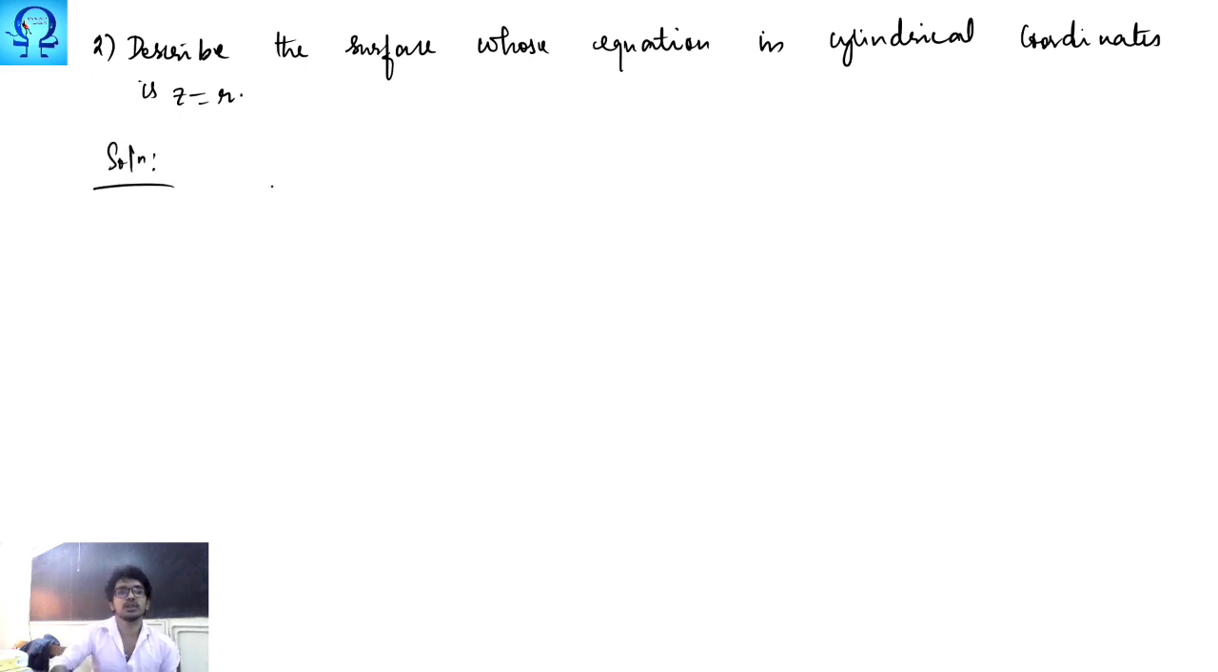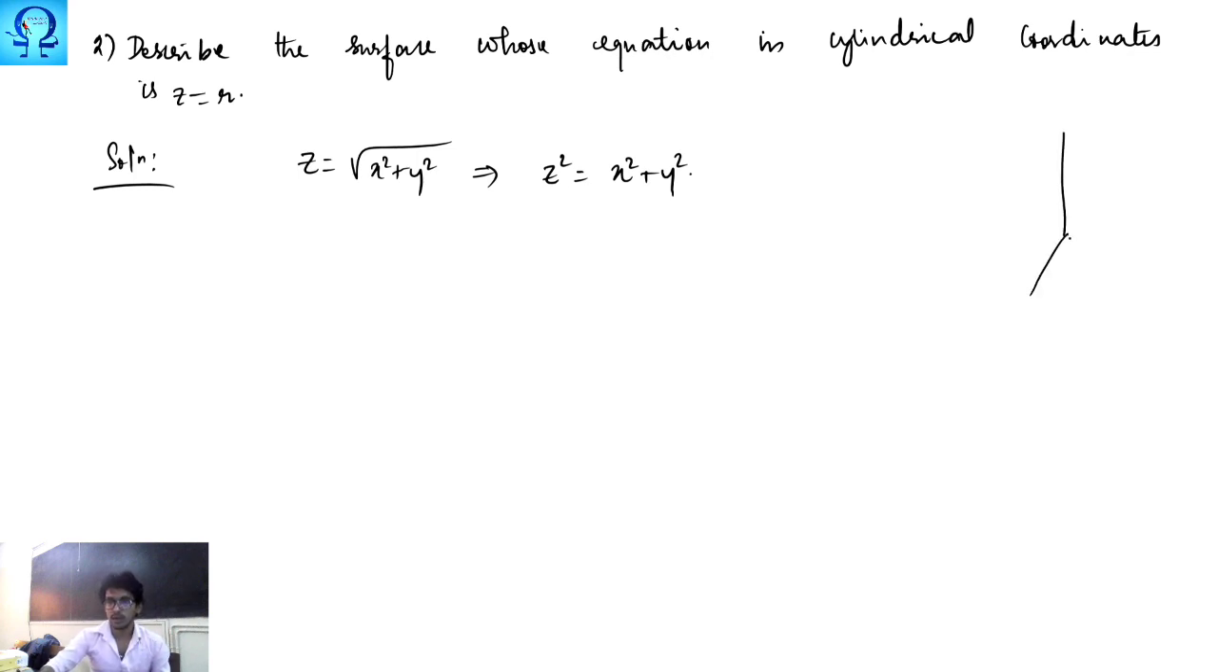If you convert this to an equation in rectangular coordinates, you may very well see that z is under root x square plus y square, which turns out to be z square equals x square plus y square. So you may very well see that it is the equation of a right circular cone with the z axis as its axis. So if this is your x and if this is your y, you are going to have a cone something like this.